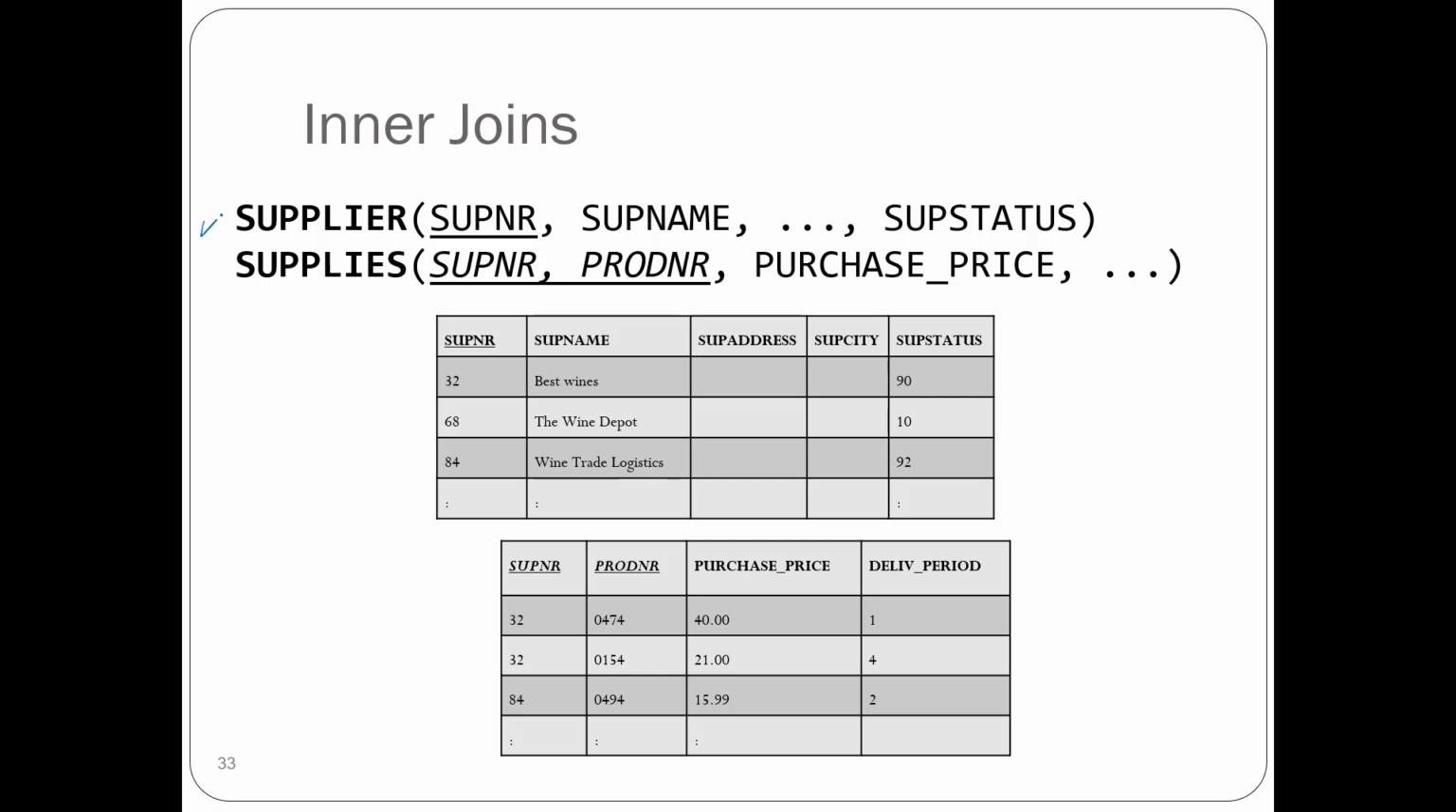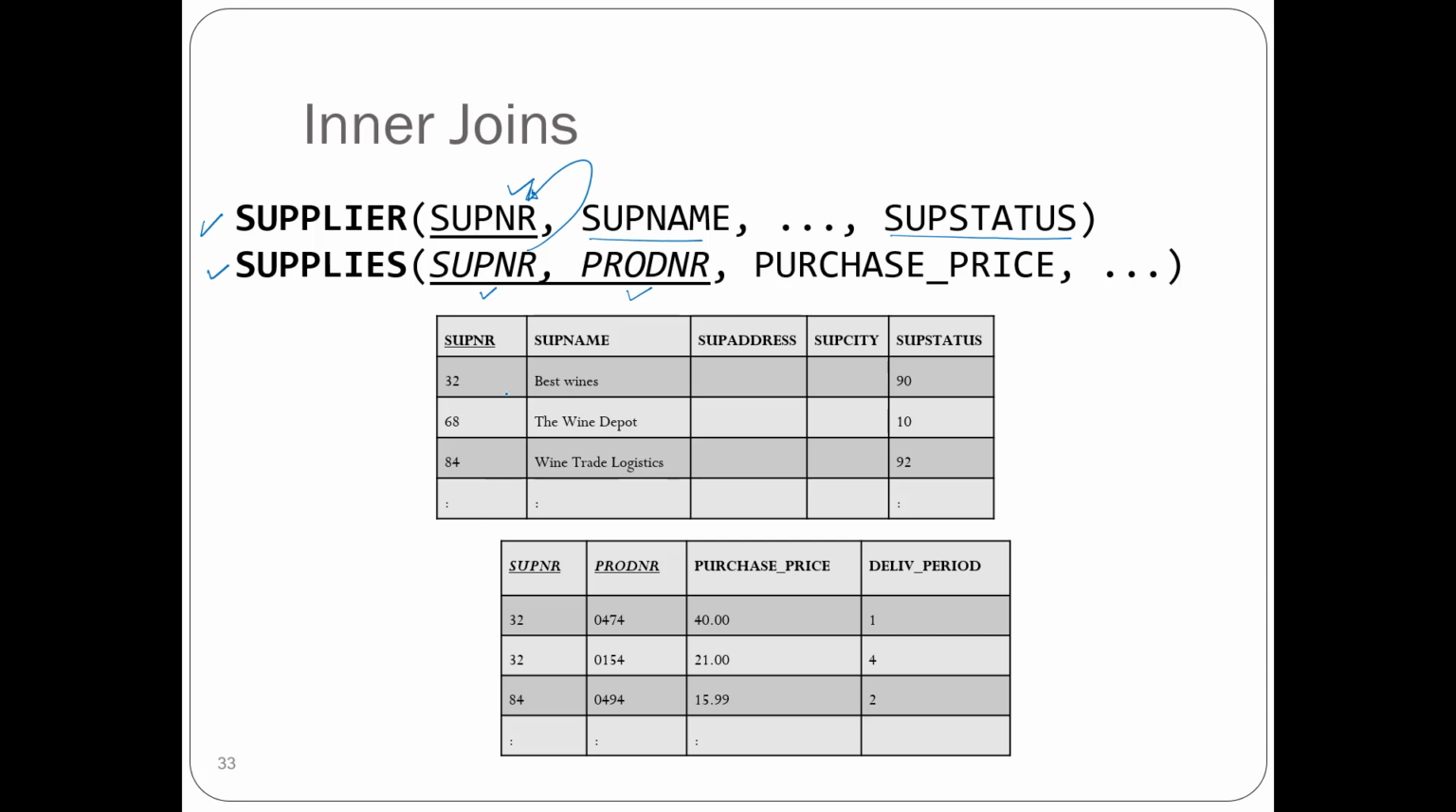On the top we are looking at the supplier relation and supplies relation. Supplier relation has the primary key, which is sub NR, then we have the column sub name all the way till sub status. In supplies relation, we have a composite primary key with sub NR and prod NR as the two columns, and sub NR is a foreign key. As you can see, it is getting the value from sub NR of supplier. Then we have the prod NR column, which is again a foreign key. It's getting the value from prod NR, the primary key of the product. Then we have the column purchase price. Good.